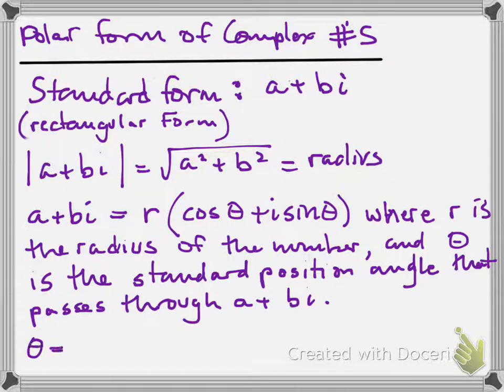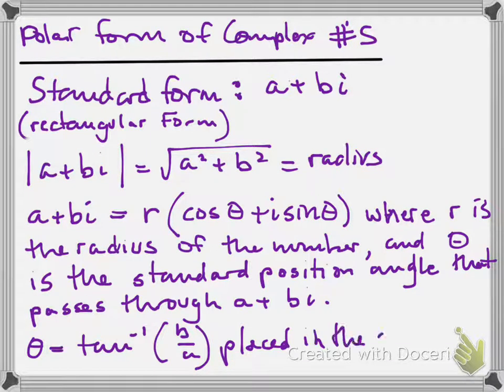Theta is the inverse tangent of B over A placed in the correct quadrant. Okay? Theta is the inverse tangent of B over A placed in the correct quadrant.